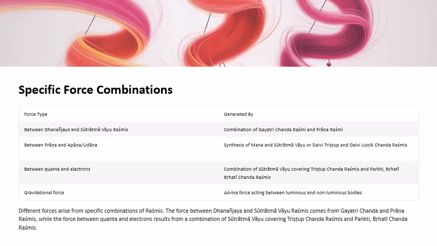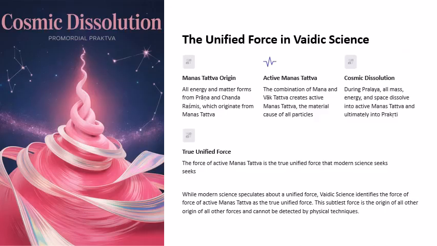Okay, let's shift focus slightly. Modern physics, as we know, dreams of a theory of everything, right? Finding a single unified force that underlies the 4 we currently observe. The grand unified theory, or even further, a theory of everything. Yes. And this is where the source makes another bold claim. It says Vaidic Science has already identified the true unified force. Okay. I'm intrigued. What is it, according to the source?